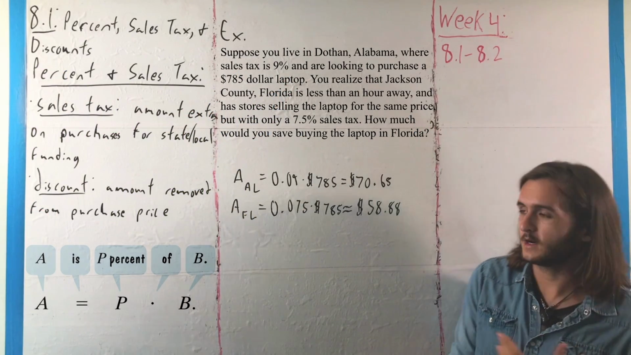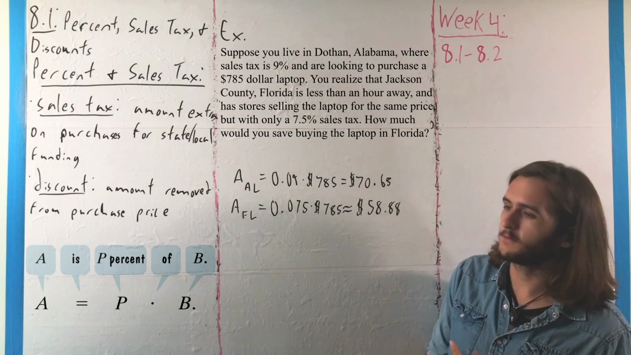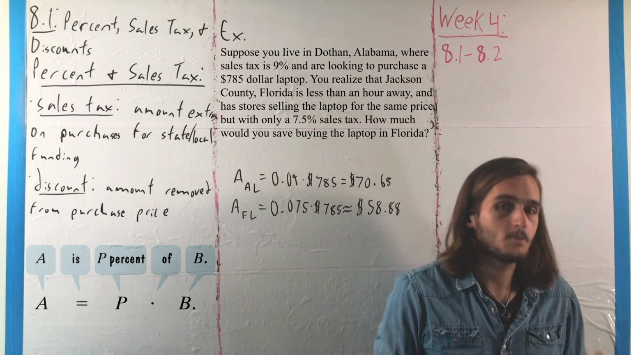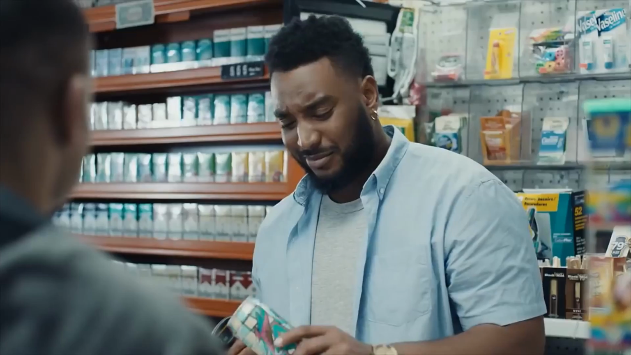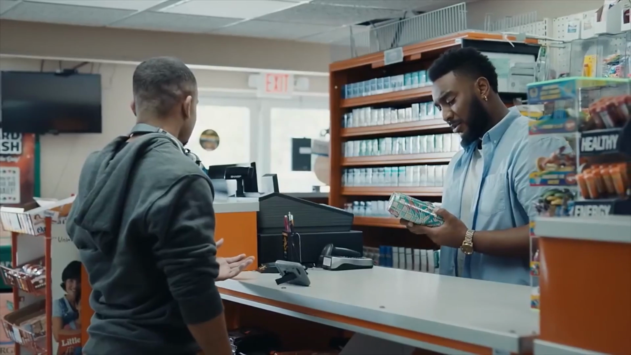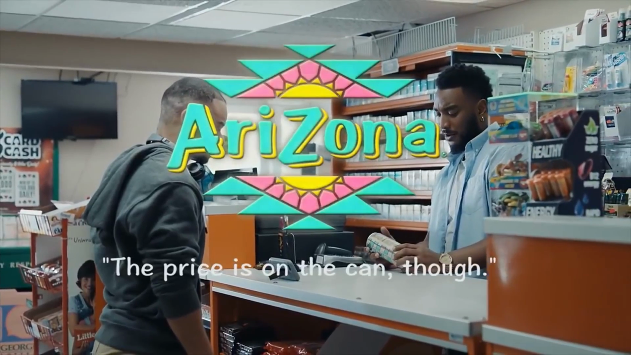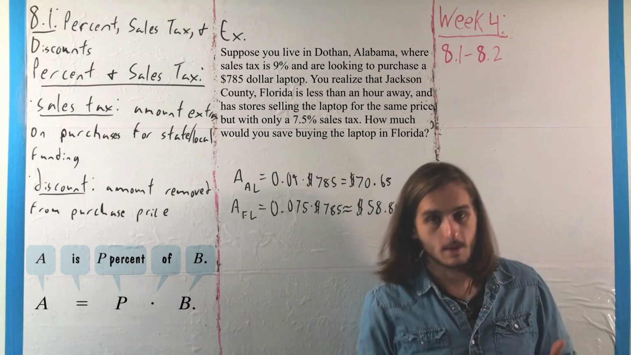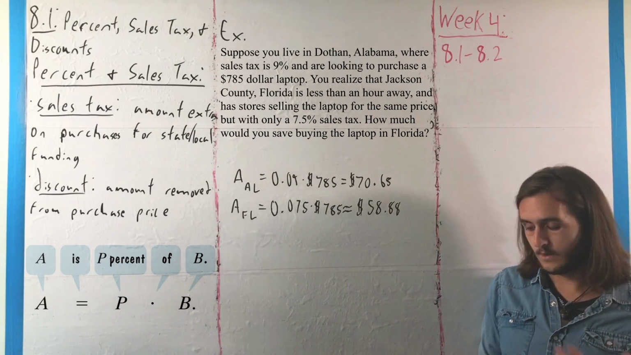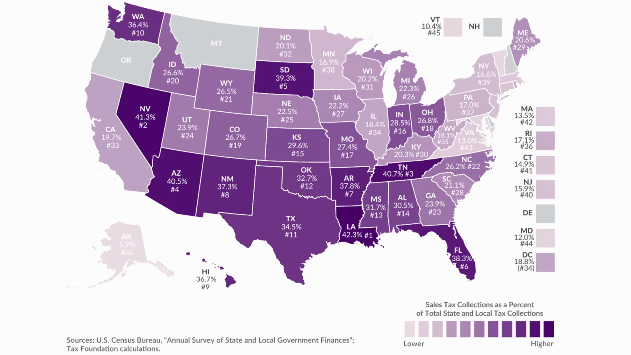So depending on where you go, you may end up running into a situation where, despite what it says on the can... The price is on the can, though. That's not the price you end up paying. However, there are a few states that don't have sales taxes in particular. Those are Alaska, Delaware, Montana, New Hampshire, and Oregon.